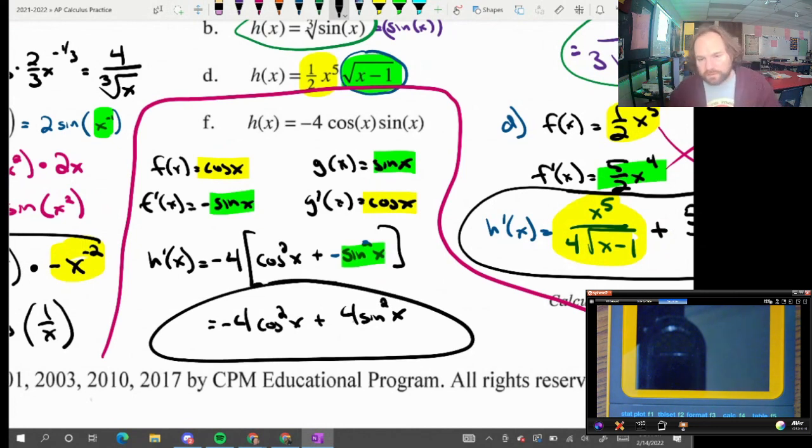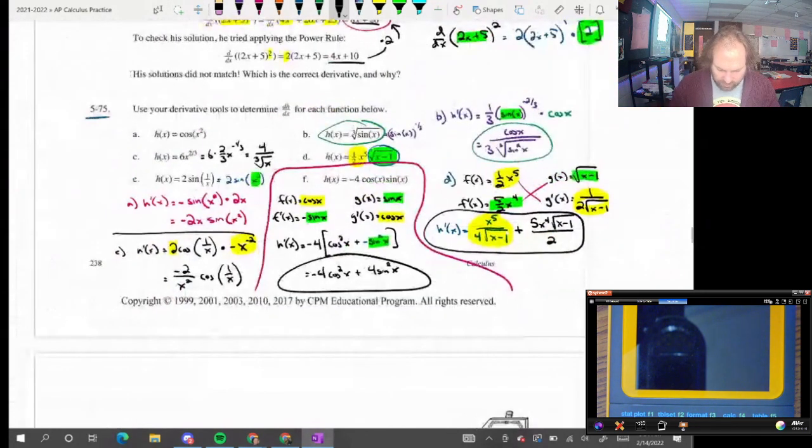Woof. I'm all over the place with this work, though. If I zoom out, I did everything. Did all the problems, but they're all over the place there.